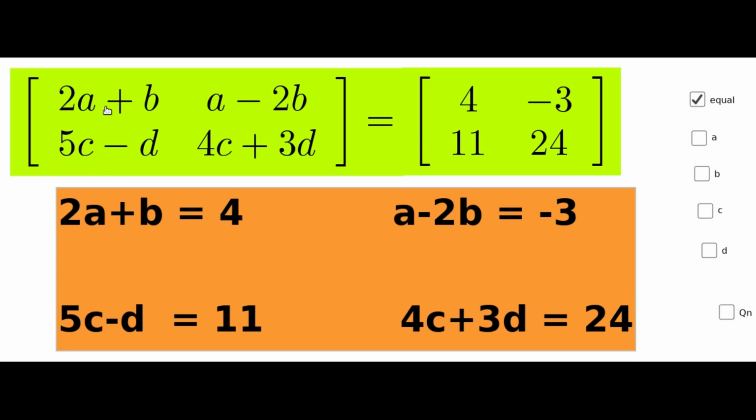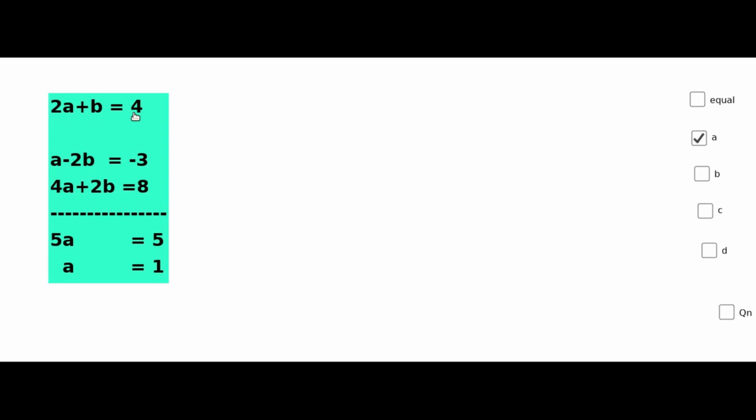This 2A plus B equal to 4, A minus 2B equal to minus 3, 5C minus D equal to 11 and 4C plus 3D equal to 24. Thus we have obtained here 2A plus B equal to 4 and A minus 2B equal to minus 3.